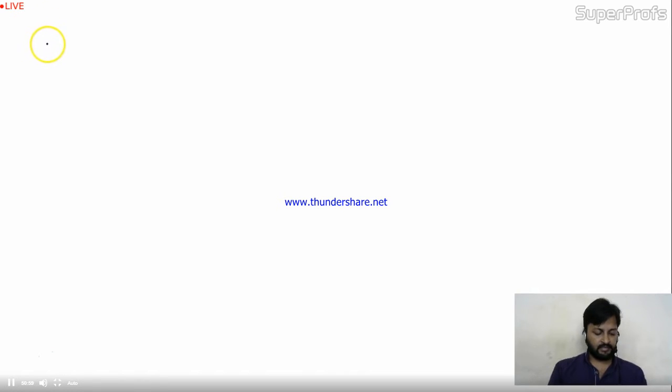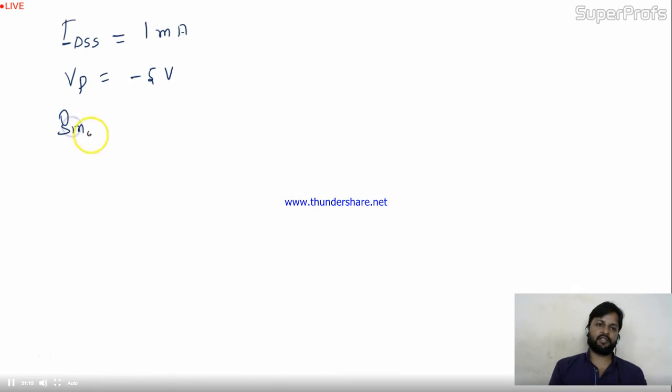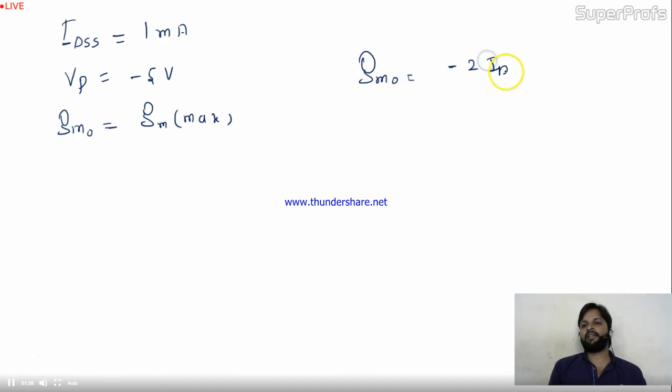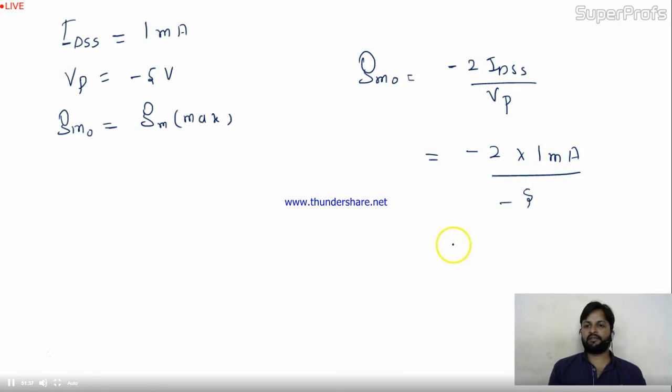Let's take another problem, and the problem is again a GATE problem. The given in the question is an n-type JFET has IDSS given 1 milliampere, and VP is given minus 5 volt. Its maximum transconductance gm0 is what they are asking. This is gm max. You know it. And the formula for gm0 we have seen, minus 2 IDSS divided by VP, if you remember. Minus 2 times 1 milliampere divided by VP minus 5.